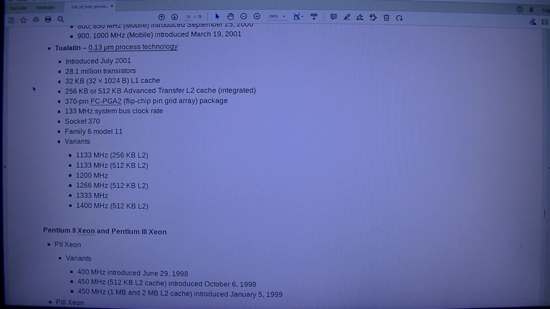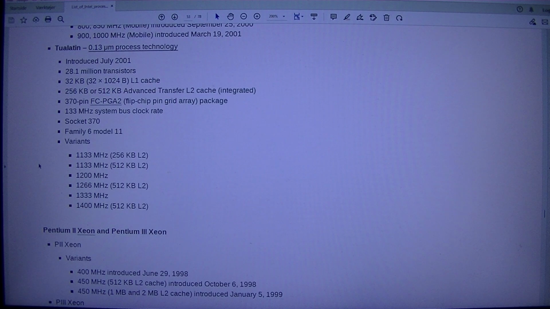28.1 million transistors. 32 kilobytes, 1024B, L1 cache. 256 kilobytes or 512 kilobytes advanced transfer L2 cache, integrated. 370-pin FCPGA2, flip-chip pin grid array, package. 133 MHz system bus clock rate. Socket 370. Family 6 Model 11.